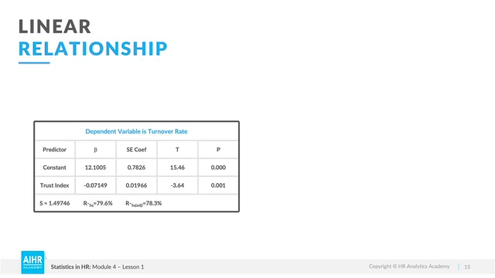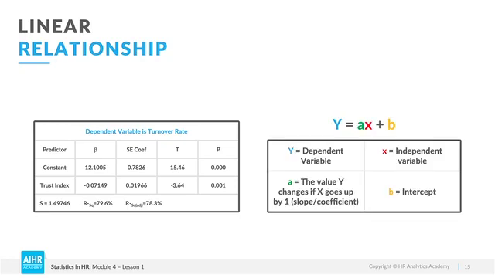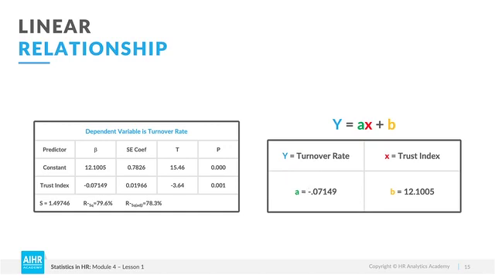To interpret this output, you will want to look at the beta at the top, and then the corresponding coefficient to the related variable. Remember, our formula is y equals ax plus b. Y is the turnover rate, and x is the independent variable trust index. Here, b, the constant, is 12.1005, which means that when the other variable, trust index, is non-existent or 0, the turnover is 12.1%. Next, trust index has a beta, or coefficient, of minus 0.07149.